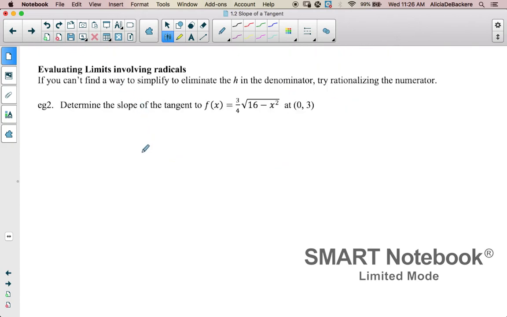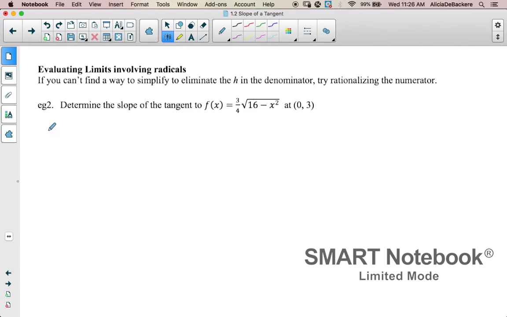All right, next we're going to talk about evaluating limits involving radicals. So if I can't find a way to simplify to eliminate the h in the denominator, what I can do is try rationalizing the numerator. Now, usually we rationalize the denominator like we did in lesson 1.1, but we're going to try rationalizing the numerator so that I end up with something that will cancel with that pesky h in the denominator.